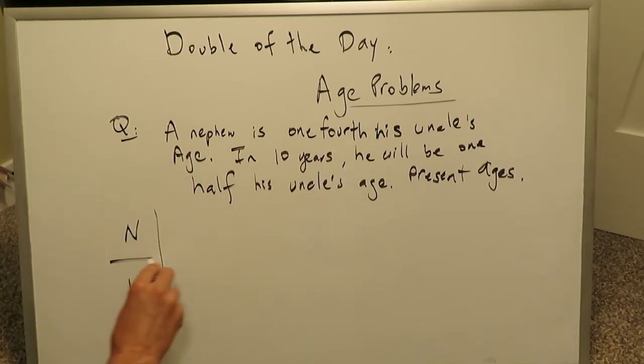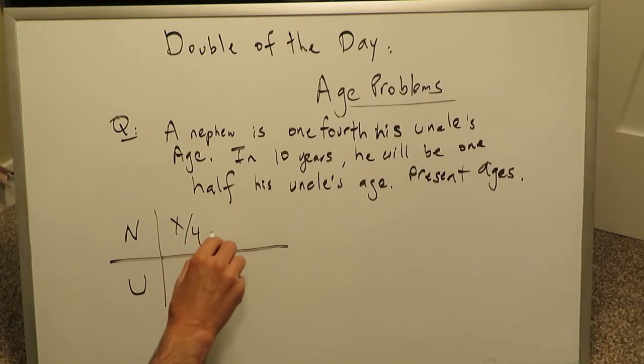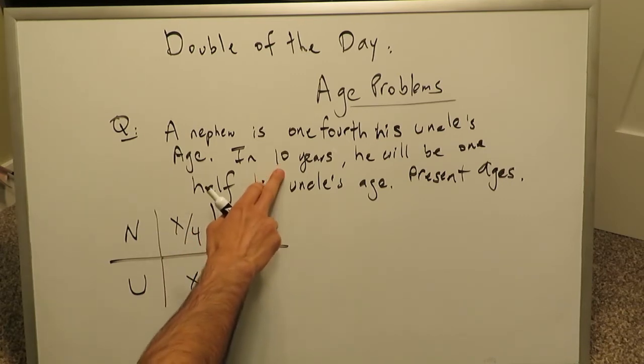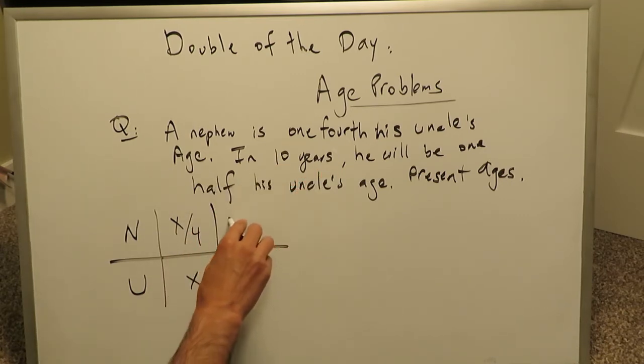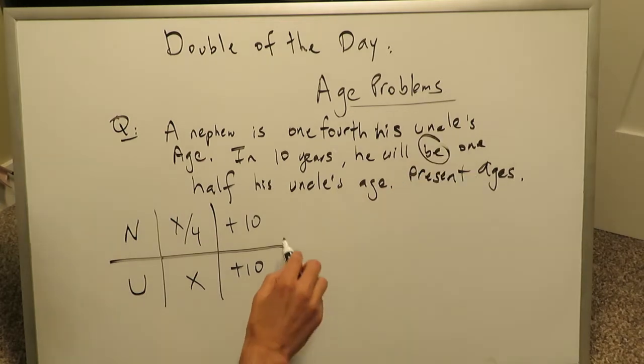What do we know about them right now in terms of algebra? We know that the nephew is 1/4 his uncle's age. If you identify the uncle as x, the nephew must be x over 4. But here is the time lapse component: in 10 years. In 10 years, which means you're looking into the future, you're adding 10. But what does it say? In 10 years he will be. That's a key word there.